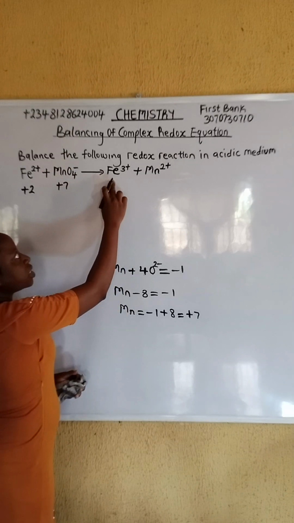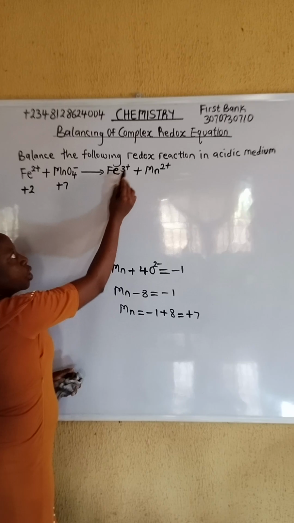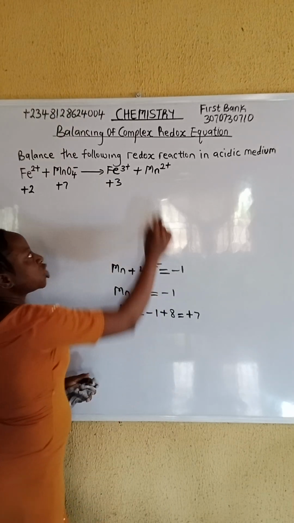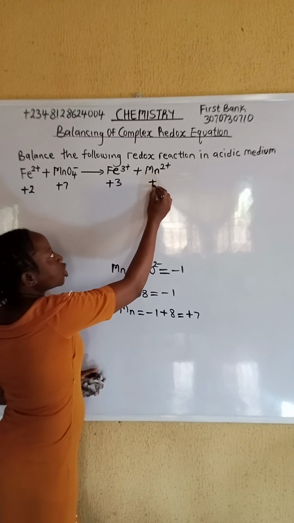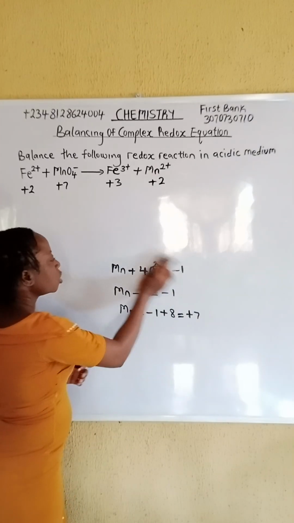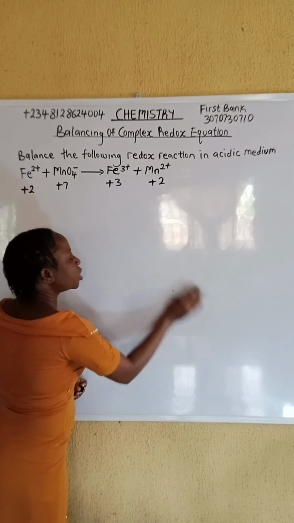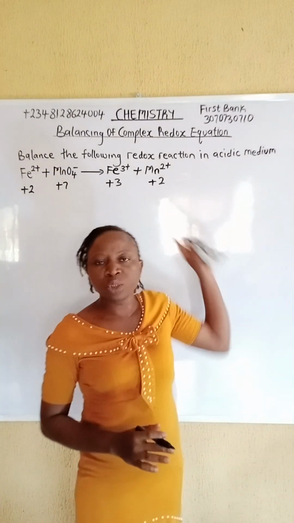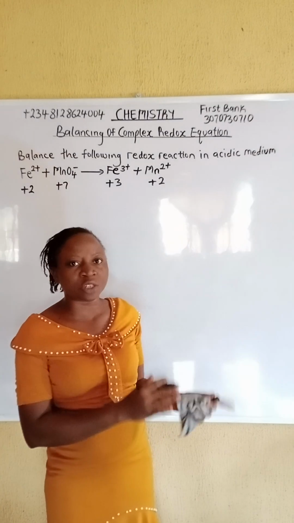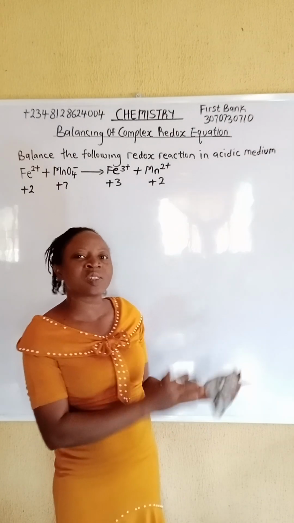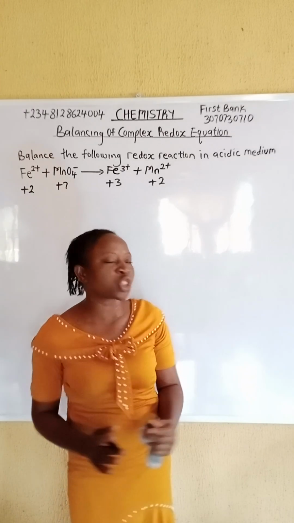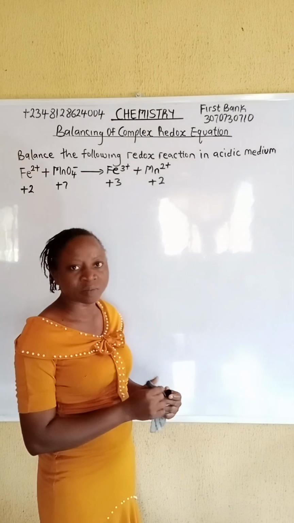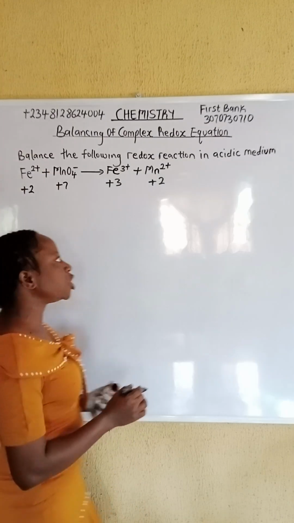So let's come to this side. For Fe3+, the charge on iron is 3+, so the charge is the oxidation number. The charge on manganese is the oxidation number, that is 2+. So we have taken the first step. The next step now, we are going to divide the equation into two half reactions, the oxidation half and the reduction half. So we are going to look at the substance that oxidized and the substance that reduced.